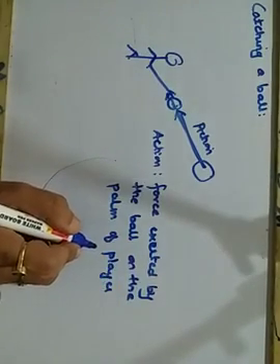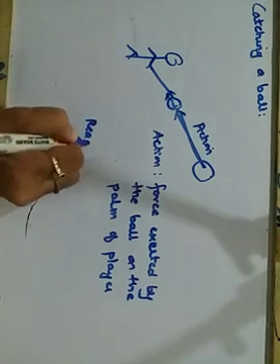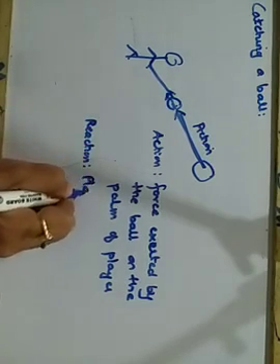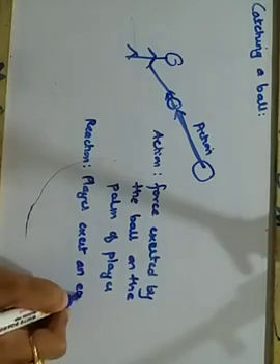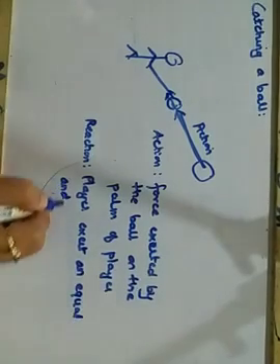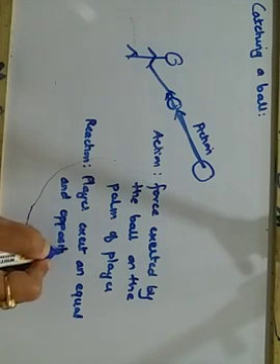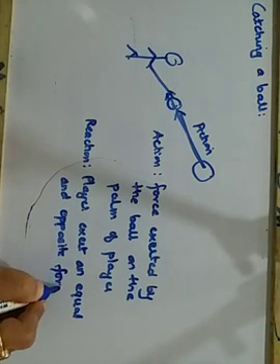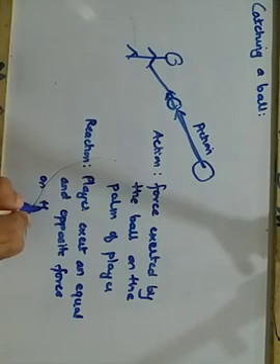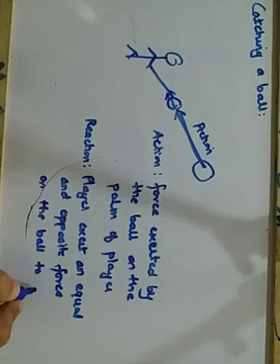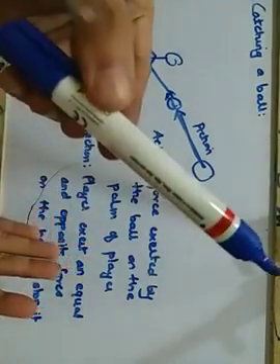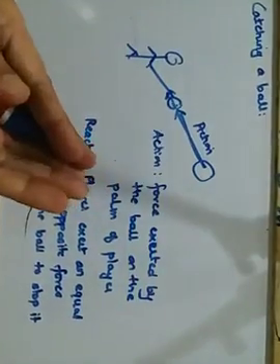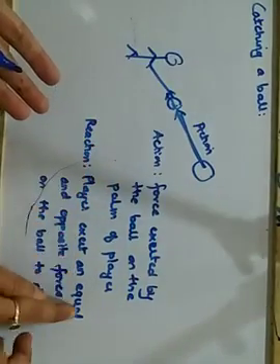So what will be the reaction? The reaction would be the player will exert an equal and opposite force on the ball to stop it. That is, when the ball is coming with a full speed, that is your action, and once the ball falls on the hand, the jerk that the hand or the palm, the player exerts an equal and opposite force.